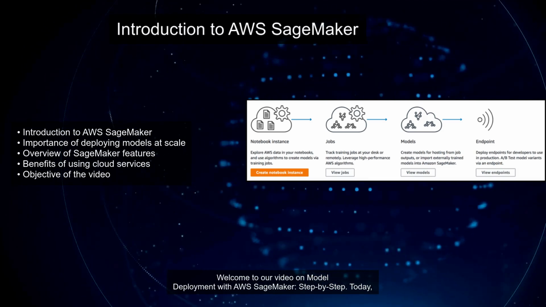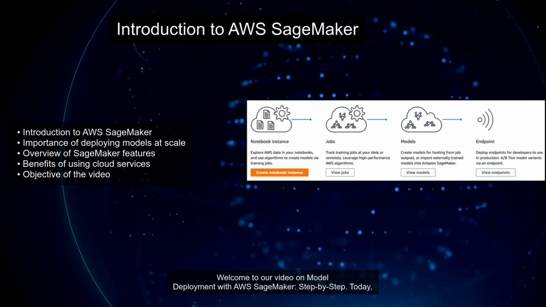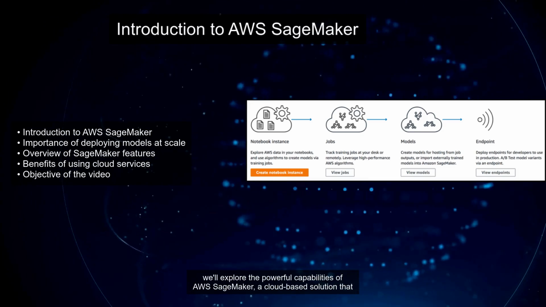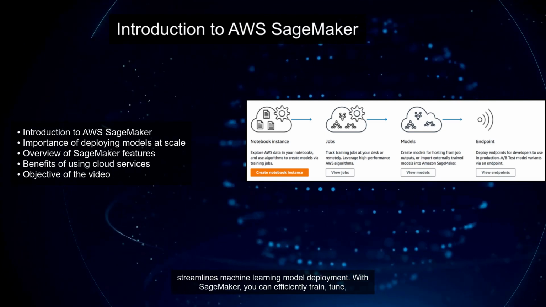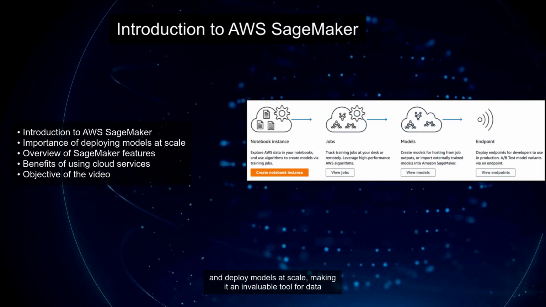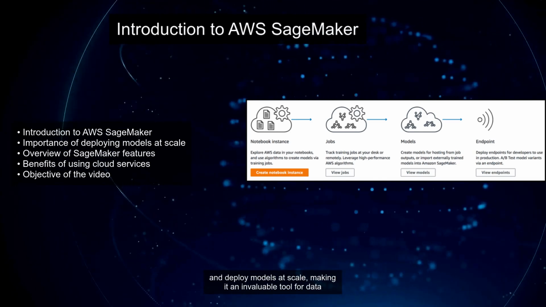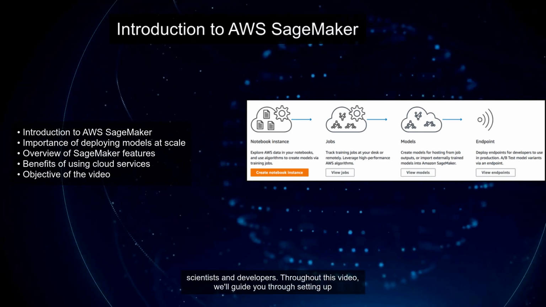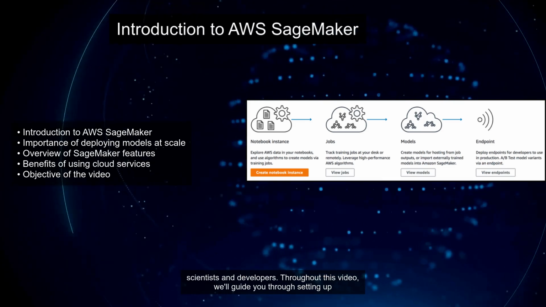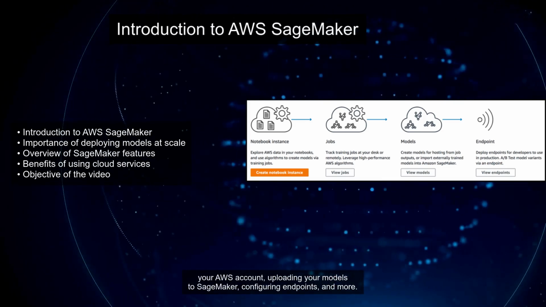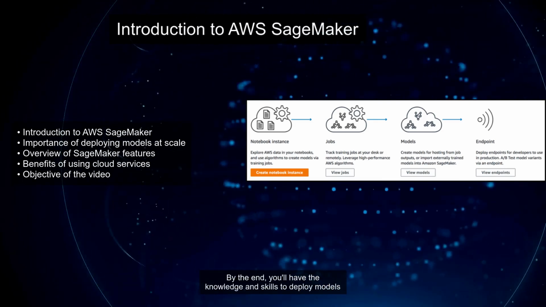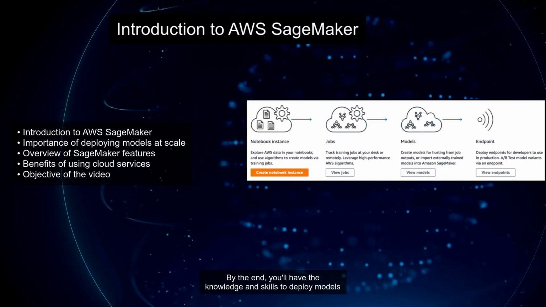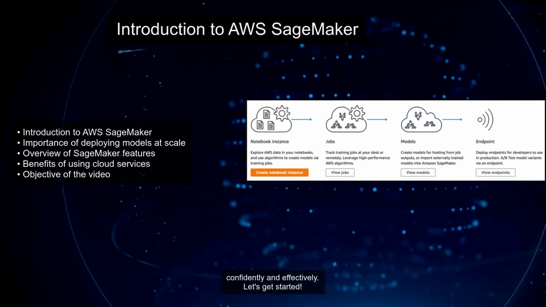Welcome to our video on model deployment with AWS SageMaker, step by step. Today, we'll explore the powerful capabilities of AWS SageMaker, a cloud-based solution that streamlines machine learning model deployment. With SageMaker, you can efficiently train, tune, and deploy models at scale, making it an invaluable tool for data scientists and developers. Throughout this video, we'll guide you through setting up your AWS account, uploading your models to SageMaker, configuring endpoints, and more. By the end, you'll have the knowledge and skills to deploy models confidently and effectively.